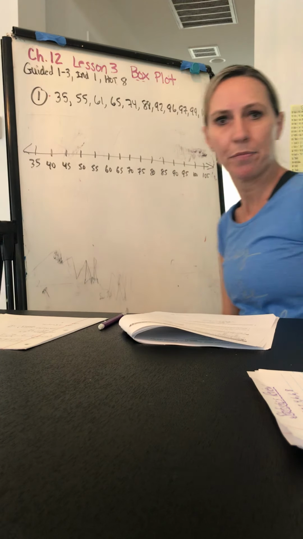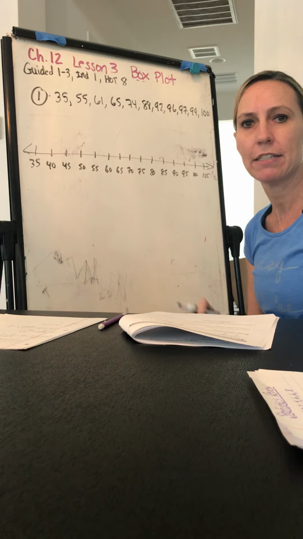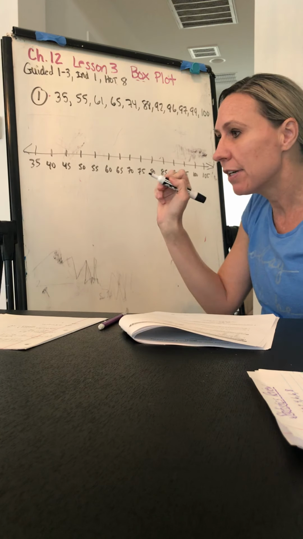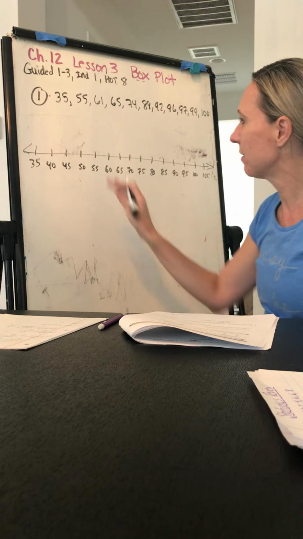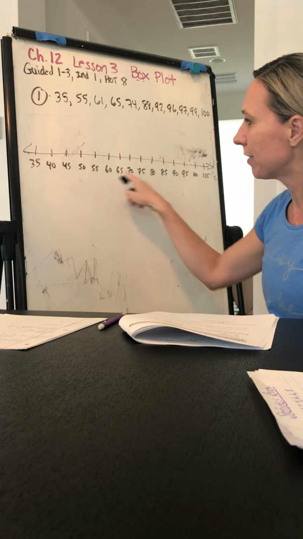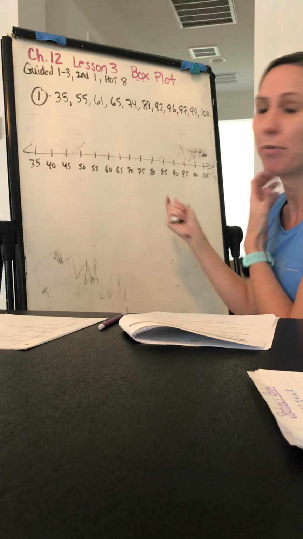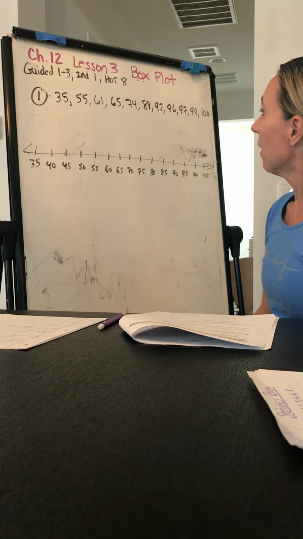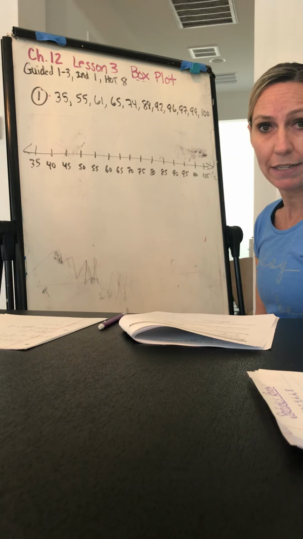So you can just do this by hand. It doesn't have to be perfect. If you use a ruler or graph paper, that would help. But as long as it's close and you try to space your tick marks the same distance apart, you're fine. Okay, so the first thing we're going to do is find the median.